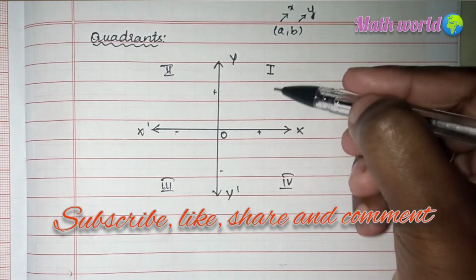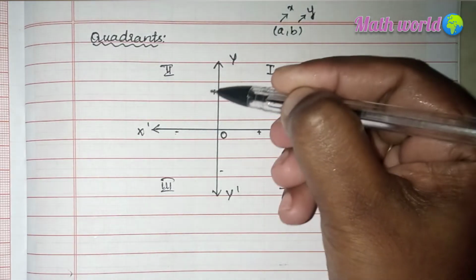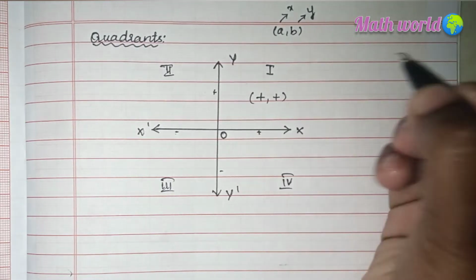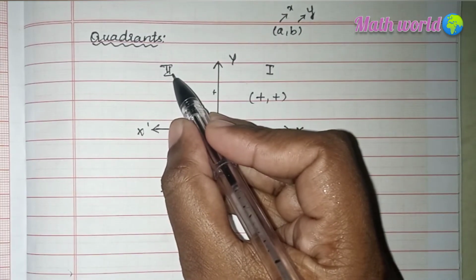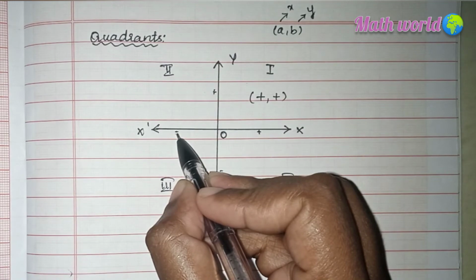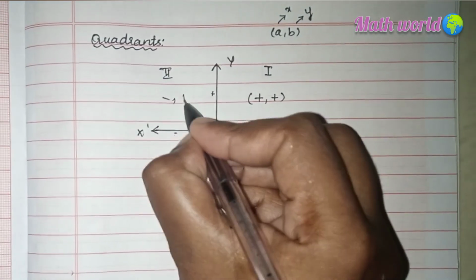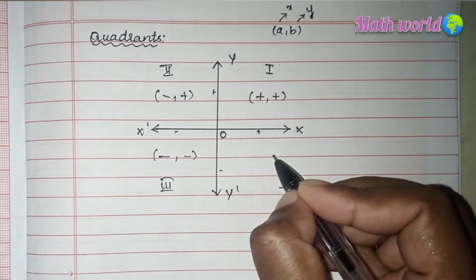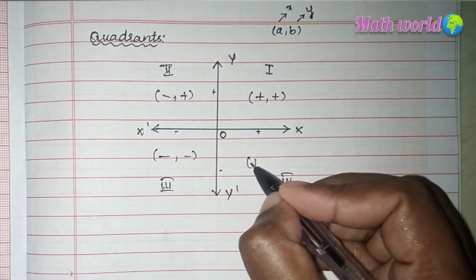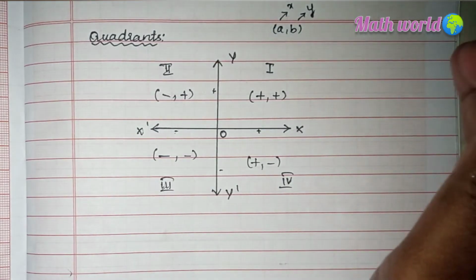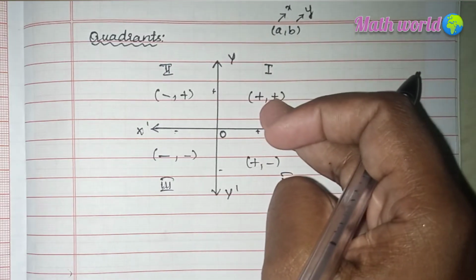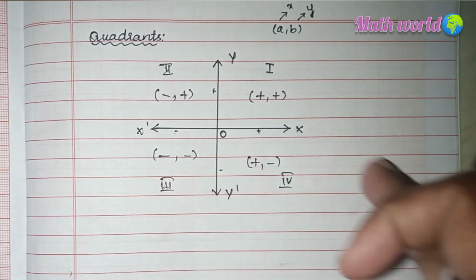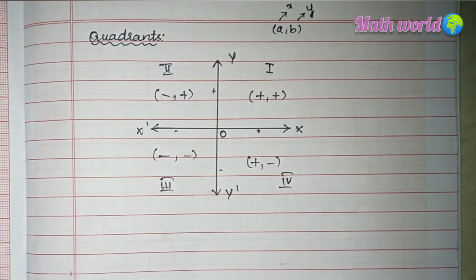In the first quadrant, you see the x-axis is plus, the y-axis is plus. So the point is plus, plus. The same, second quadrant: x-axis is negative, y-axis is positive. So minus, plus. Third quadrant, both are negative. Fourth quadrant, positive and negative, plus, minus. So these are the quadrants. First quadrant is always positive, second quadrant negative and positive, third quadrant negative, fourth quadrant positive and negative.